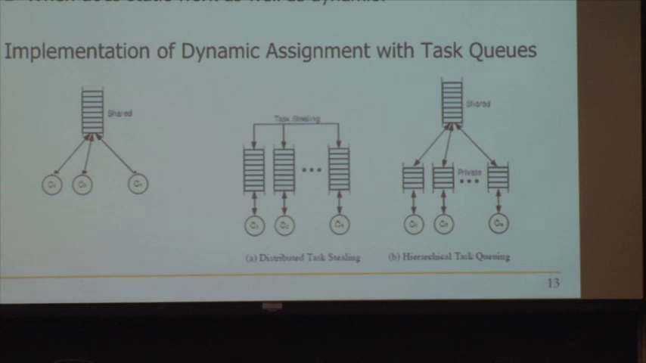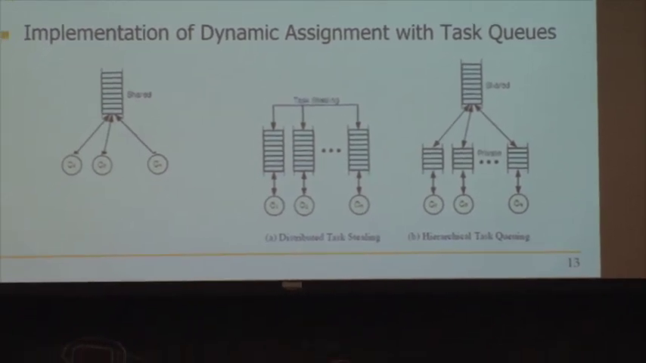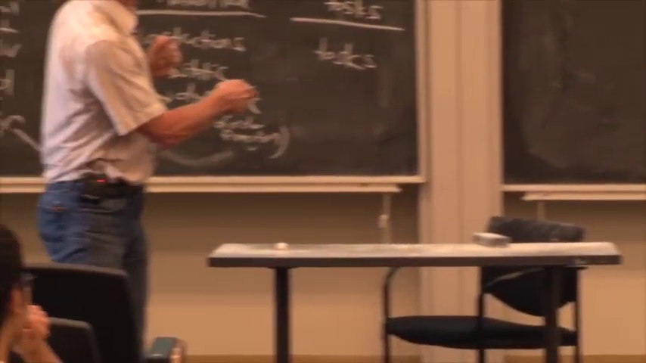When you're trying to steal a task, you know where to look. And hopefully, the load is relatively balanced here because you have smaller queues. And when you need to steal a task, just lock the shared queue and get the task from there. Does that make sense? So now which one's better, A or B?